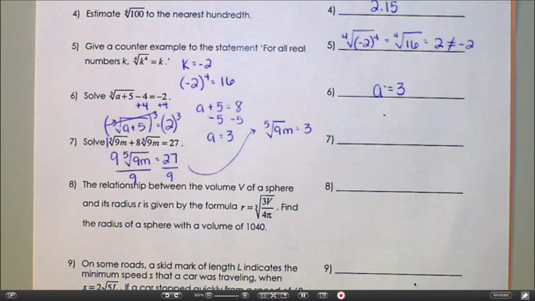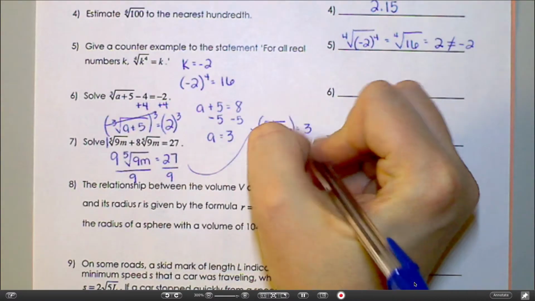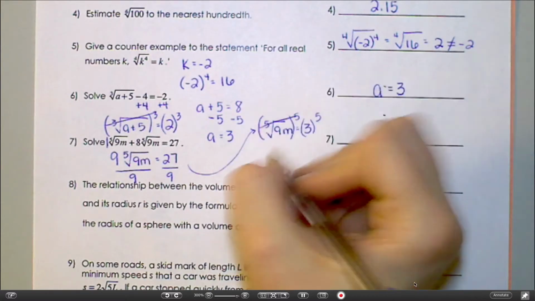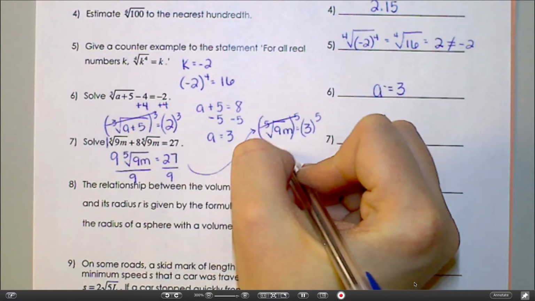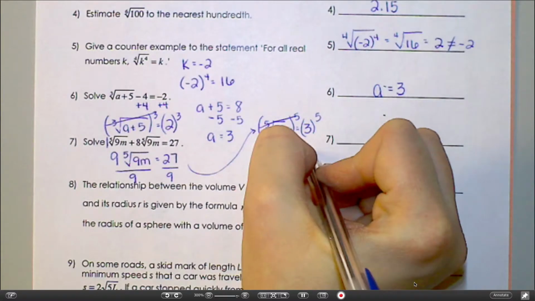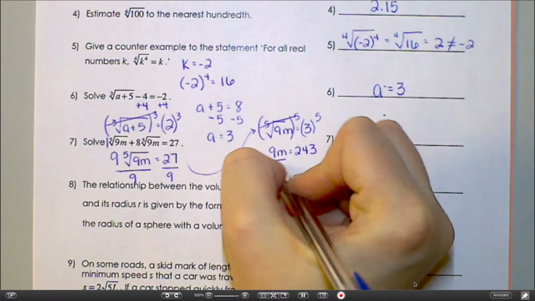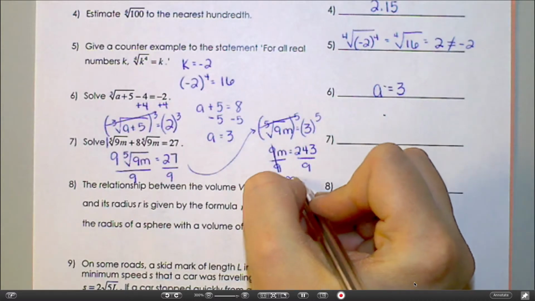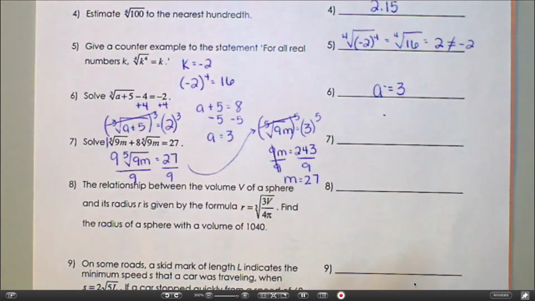Raise it to the fifth power. Good. So 9m is equal to 243. And then let's divide by 9. Is it 27? Yes. And we need to check.